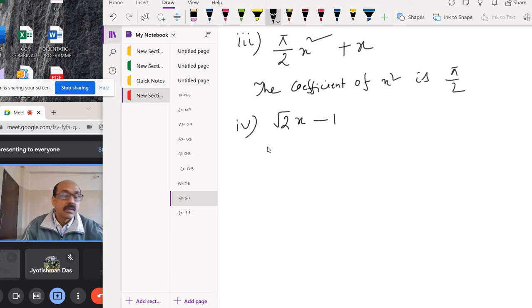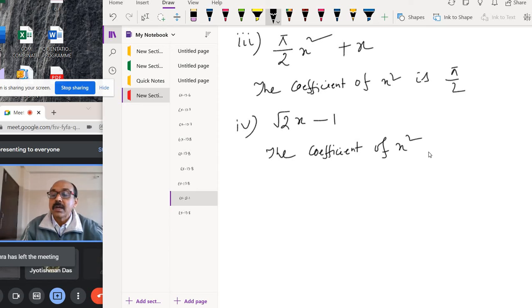So the coefficient of x square is 0 because the x square term is absent here. So 0 into x square we can write, that is, the coefficient of x square is 0. Okay.